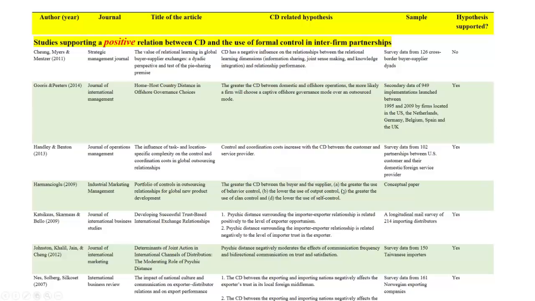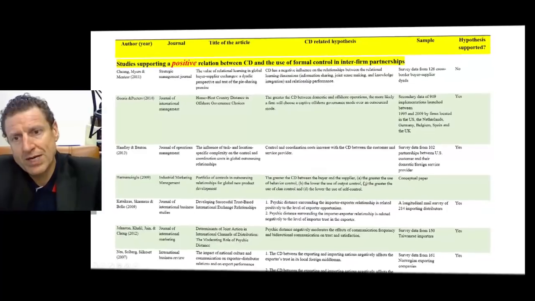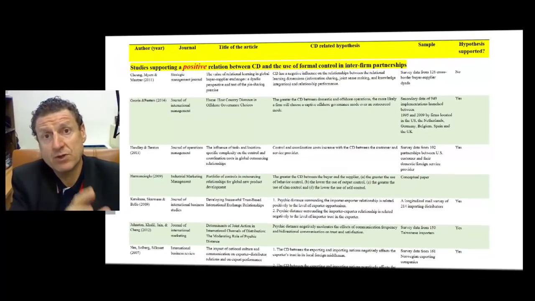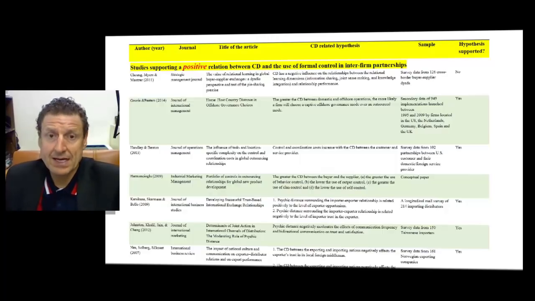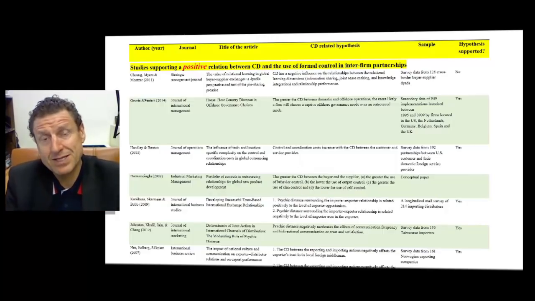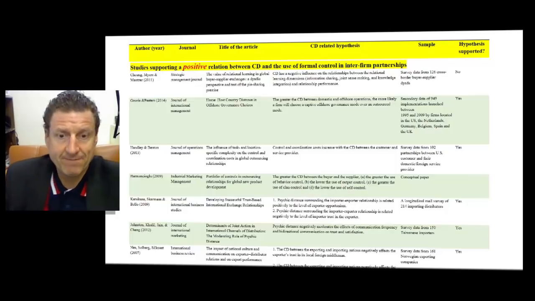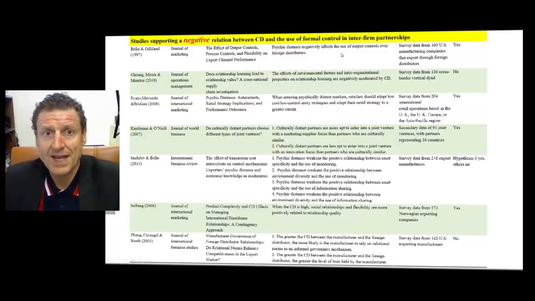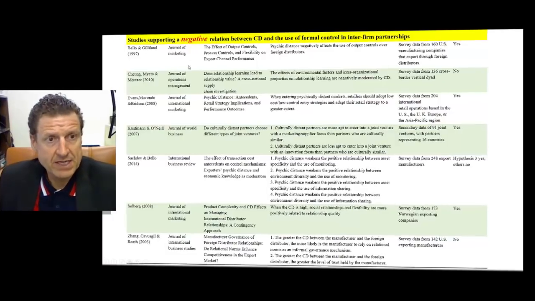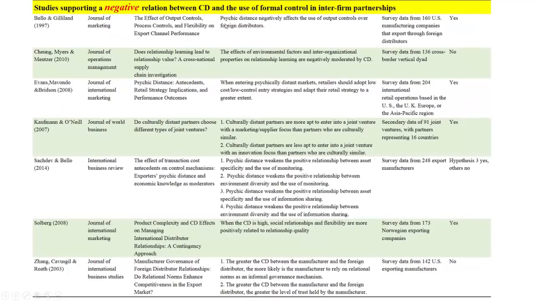Not exactly. As you can see, what we've done in this first brush literature review is go from the international business literature to the supply chain literature, and we've done a first pass summary of the hypotheses to get a sense of the general scope of the dependent variable. Okay, so let's have a look at those that have looked at a negative relationship between culture distance and the use of formal control. And as we can see, some of these papers have picked up ideas like psychic distance and the use of output controls over foreign distributors.